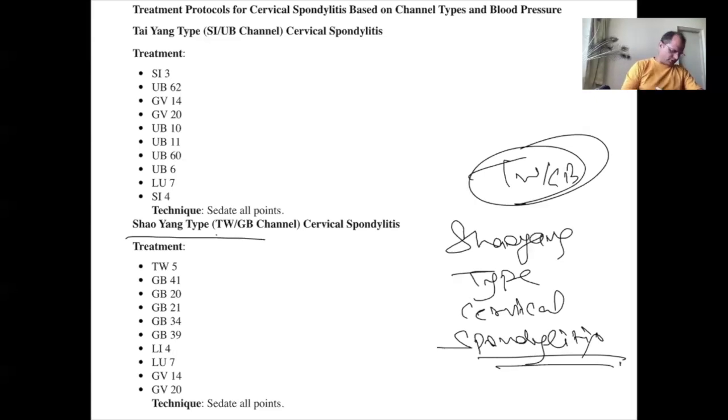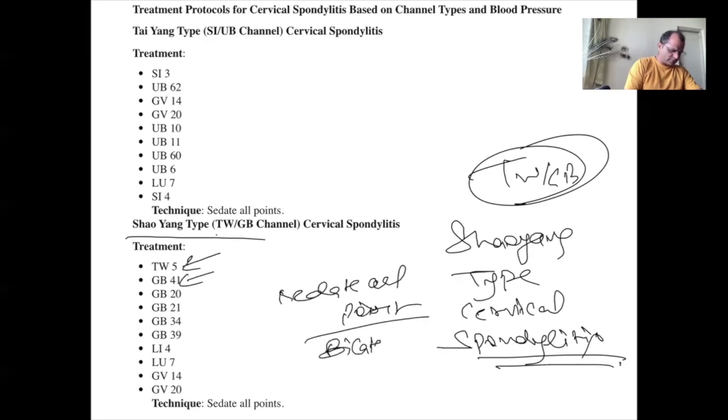Few points will remain the same, but a few points will be very specific here. We'll start our treatment with triple warmer 5 and gallbladder 41. I will tell you all the points again. And we are using all the points bilaterally here. हम सारे point को bilaterally use कर रहे हैं. So triple warmer 5 and gallbladder 41. We'll start the treatment from here.